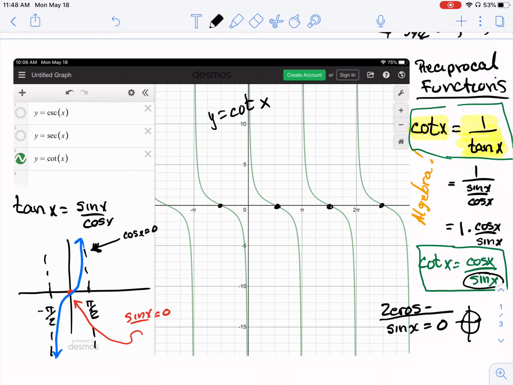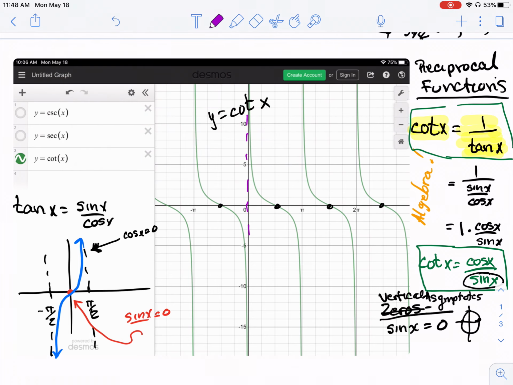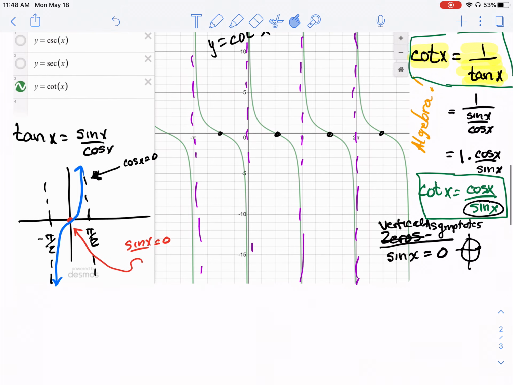Oh, that was silly. These are not zeros. These are vertical asymptotes. My bad. I'm sorry, you guys. Did you catch that before I did? I hope so. So I have vertical asymptotes right here. Let's go a different color so they show up. Purple's pretty. I have a vertical asymptote at 0, at pi, at 2 pi, and one back here.